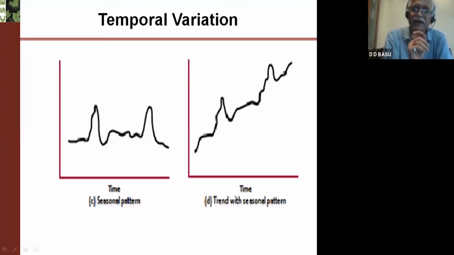Where there is a time trend that is small, year to year, with a seasonal variation. If that trend is captured for a long time, say 10 years of data, then this kind of data is called a trend with seasonal variations, year to year variation as well as the seasonal variation. This is the variation which we have captured in the monitoring program.